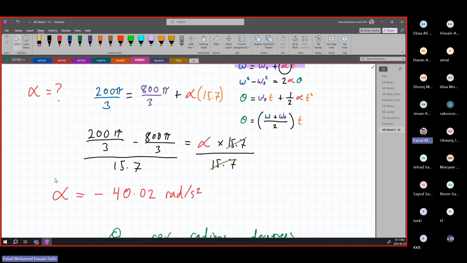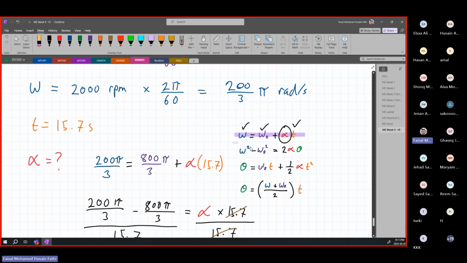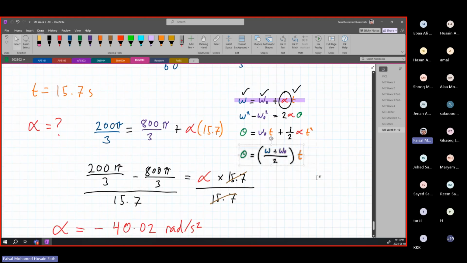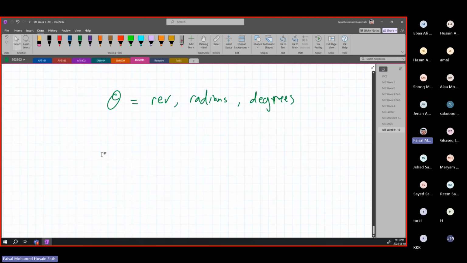So we can use any equation we want from here. We can either use the second one, because we have omega and alpha. We can use the third one, because we have all of this. We can use the last one, because you can use basically any one of these. I usually prefer using the average one at the bottom, but again, it really does not matter which one you're going to use.